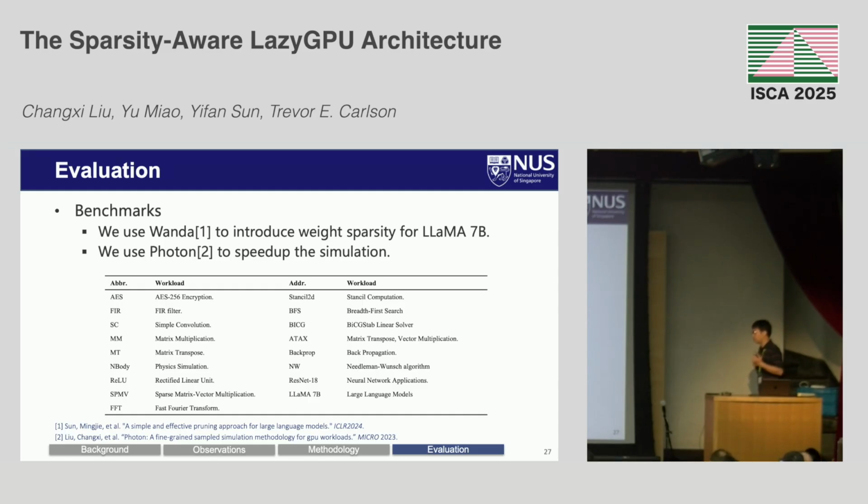For a large language model, even if we want to simulate one matrix multiplication kernel, it may cost about even 1 year. So it's impossible to simulate the large language model directly. But we use a simple methodology called Photon to speed up the simulation. So then we can get the result of the large language model.